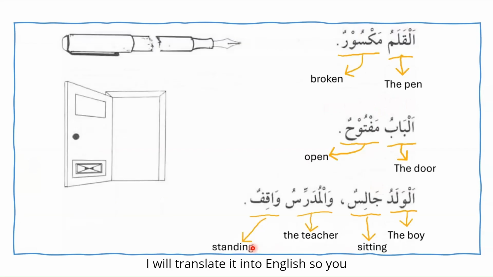I will translate it into English so you can learn some new words. Pay attention. Write these new words down and try to remember them. Let's go. Al-qalamu, the pen. Maksurun, broken. Al-qalamu maksurun. The pen is broken. Al-babu, the door. Maftuhun, open. Al-babu maftuhun. The door is open.